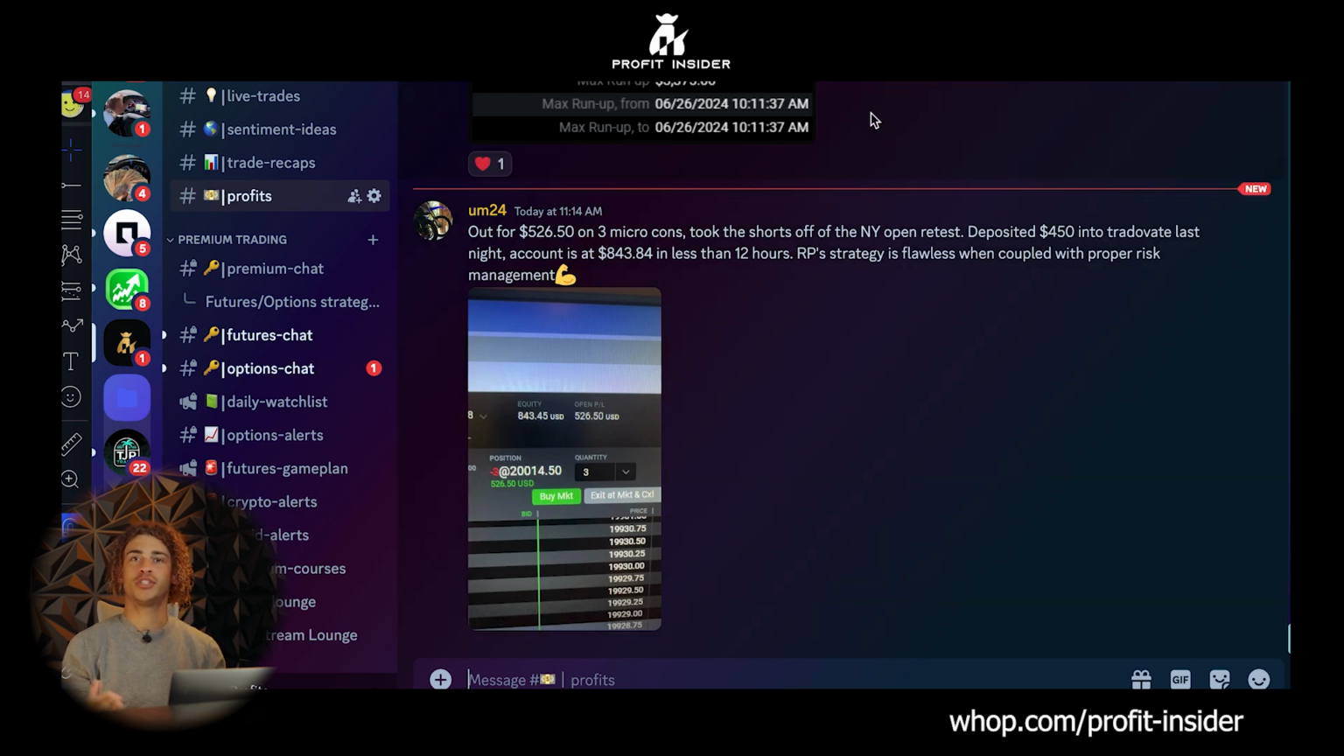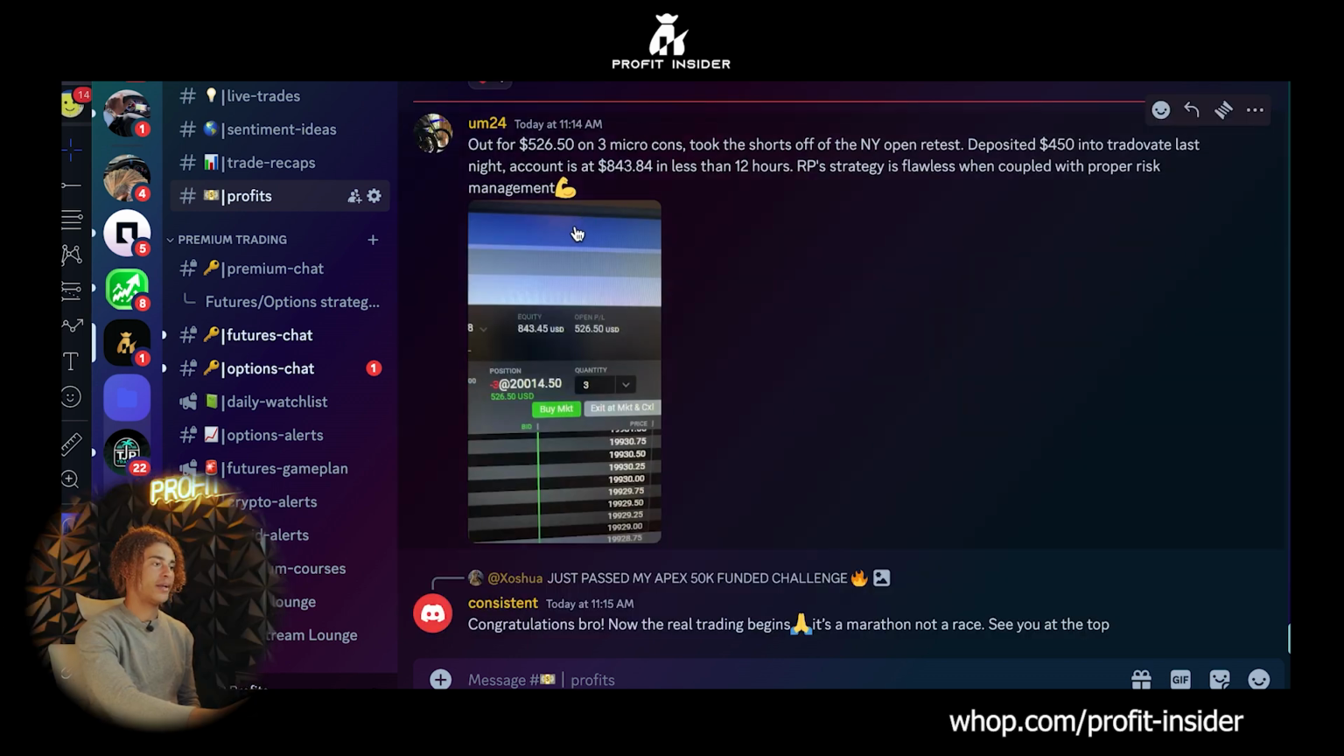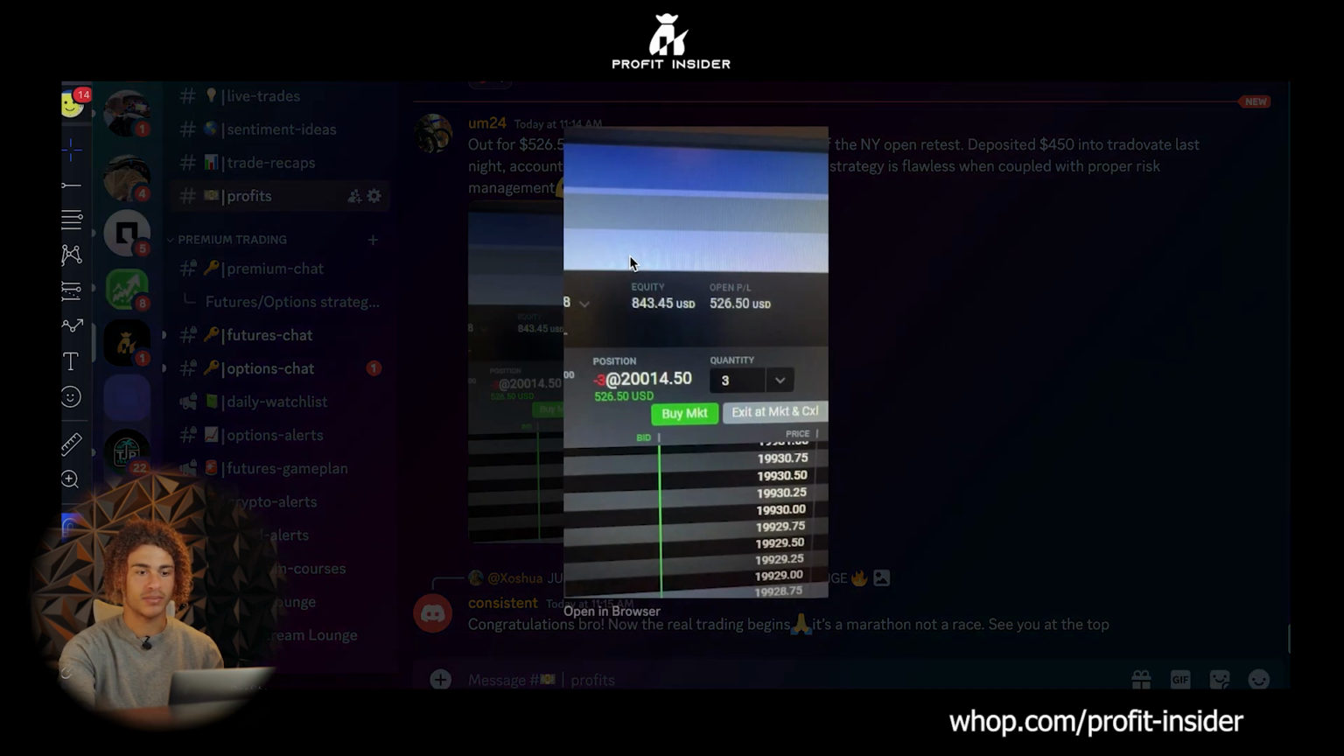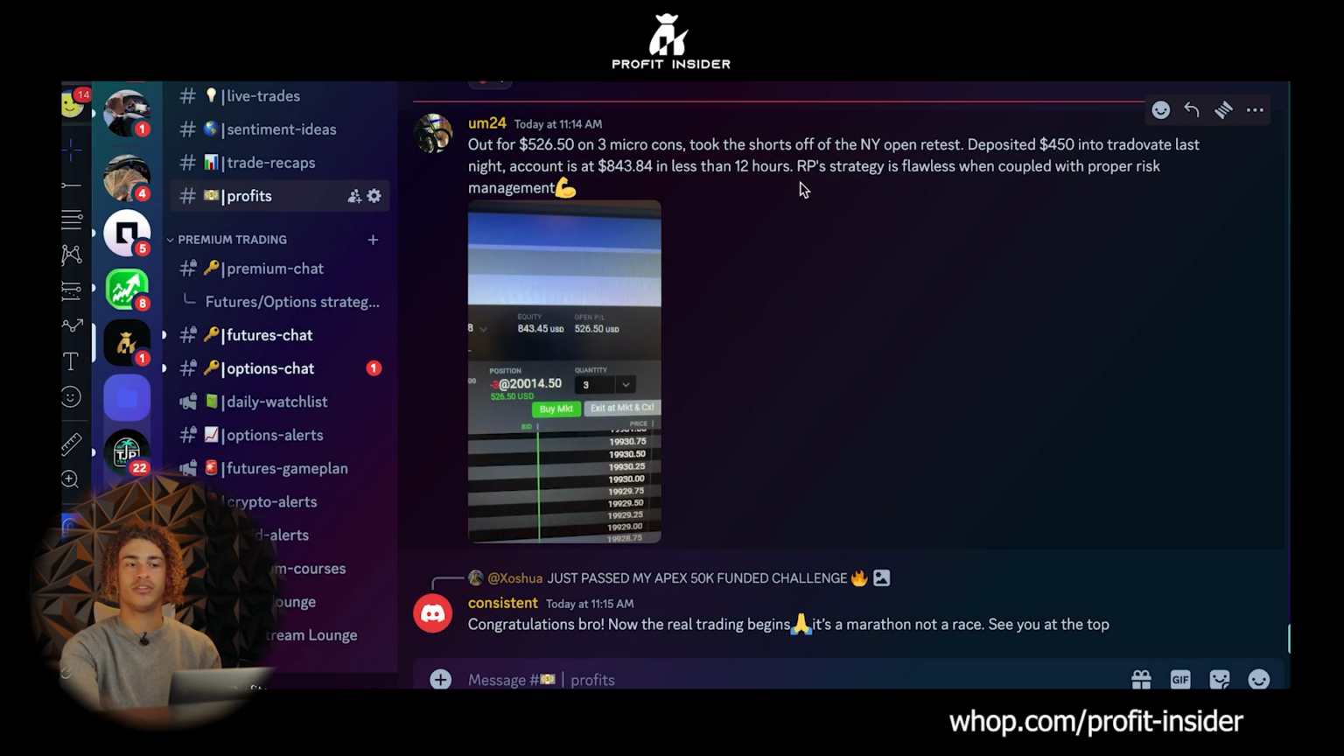So yeah, my man just made another $526. So he took shorts off the New York Open retest, which is the setup that we just talked about. He deposited $450 into TradeOvate, so into the broker last night, and his account is now at $843 in less than 12 hours. So he says, RP strategy is flawless when coupled with proper risk management, which is so true. You can manage your risk, and you can use my strategy. You're going to make a ton of money. So he's up $526. That is awesome. So his account grew from $450 into $843 in less than 12 hours.